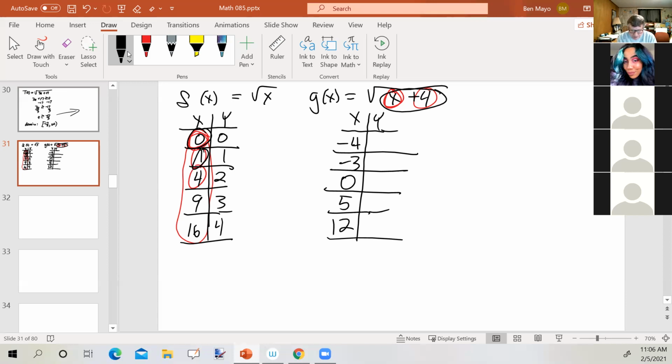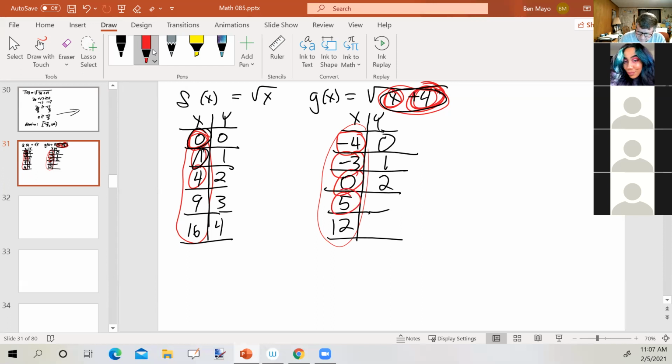But if we take those X values right here, we plug them in there, the first thing we do is add 4 to that original X. Okay, so what's -4 plus 4? 0. What's the square root of 0? 0. What's -3 plus 4? 1. What's the square root of 1? 1. What's 0 plus 4? 4. What's the square root of 4? 2.